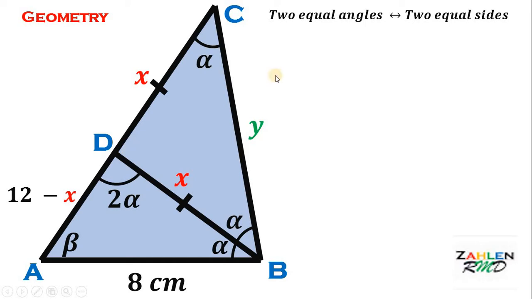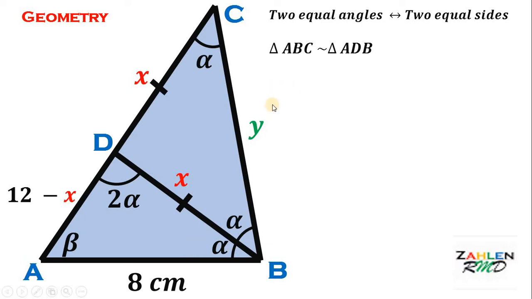Now at this point, we can name some similar triangles. From our given, we can see that triangle ABC must be similar to triangle ADB. By simply noticing their angles, we have beta, alpha, and 2 alpha for triangle ABC. And for triangle ADB, we have angle beta again, 2 alpha, and alpha. Therefore, the 2 triangles are similar.